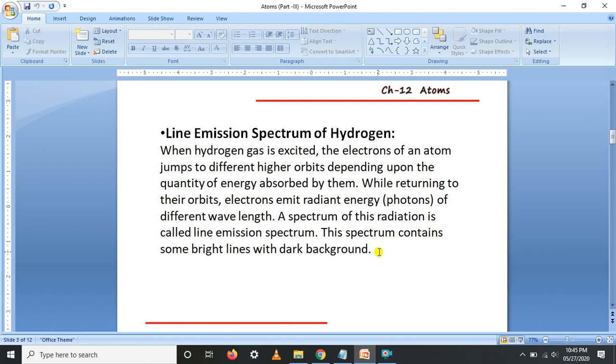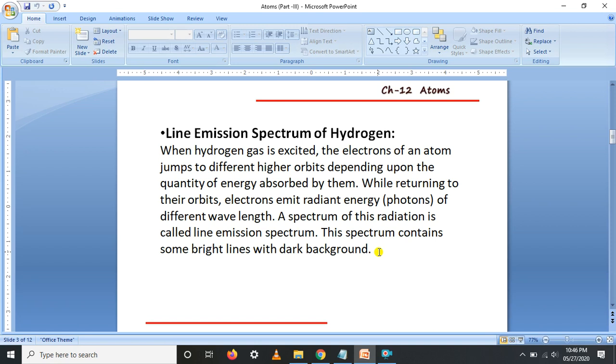First one, that is the line emission spectrum of hydrogen. When the hydrogen gas is excited, the electrons of an atom jump to different higher energy orbits, depending upon the quantity of energy absorbed by them. Then, while returning to their orbits, electrons emit radiant energy of different wavelengths.